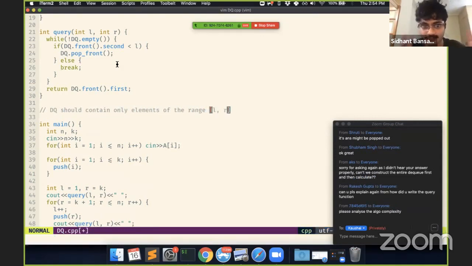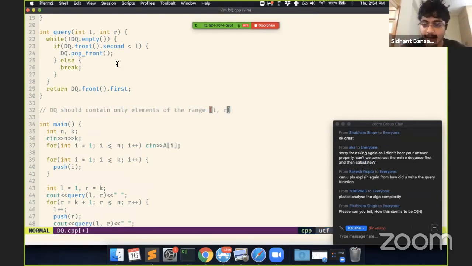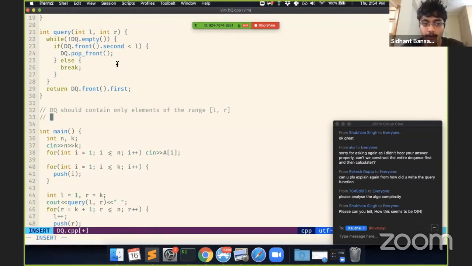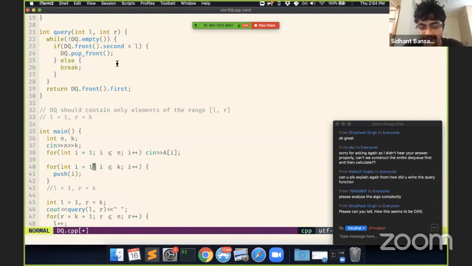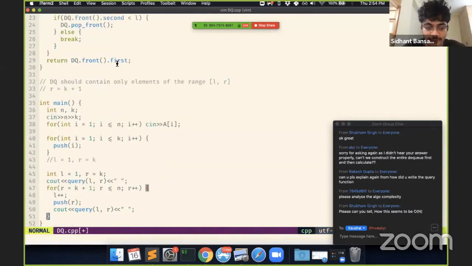We want this thing to be preserved, that at any moment of time, DQ should only contain the elements from L to R. So when we are pushing an element, let's say currently L is 1, R is K. After this point here, L is 1, R is K. At this point, we have only inserted the first K elements. Now in the next iteration, we'll push R at K plus 1. So we'll call the push function here, line 49.